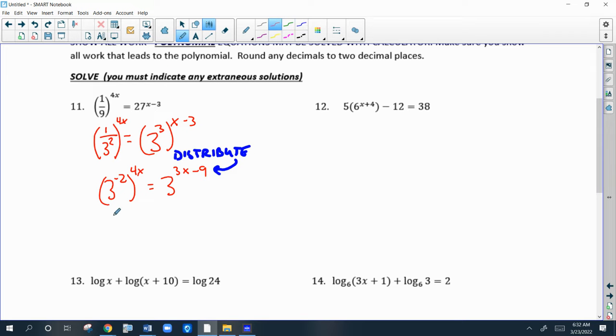So now we're going to multiply these exponents. I could have done that, you could do that all in one step. And then since we have the same base, you can set the exponents equal to each other. So I'm going to subtract the 3x on this side. So I have negative 8 minus 3 is negative 11. So I have negative 9 over negative 11, and a negative divided by a negative is a positive.